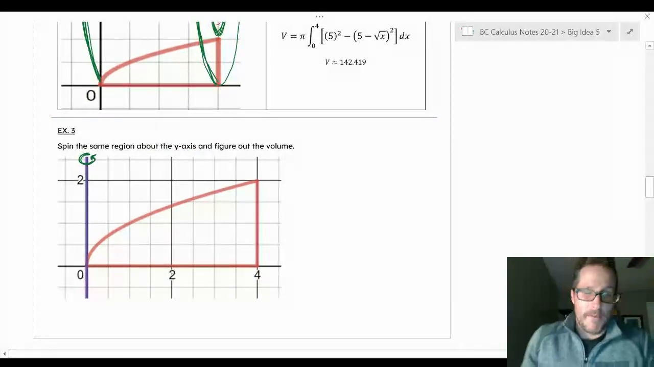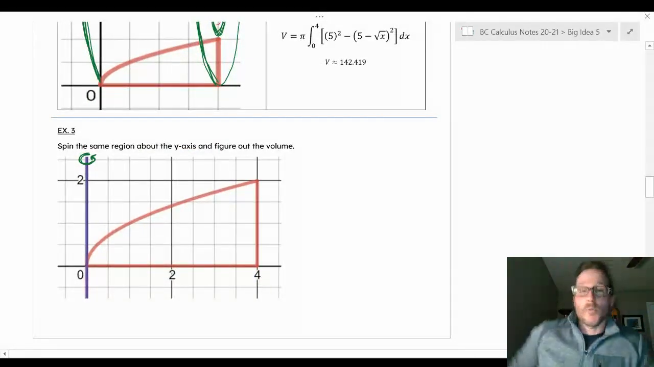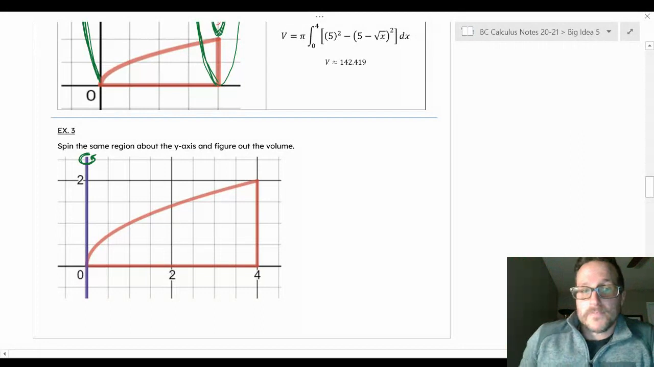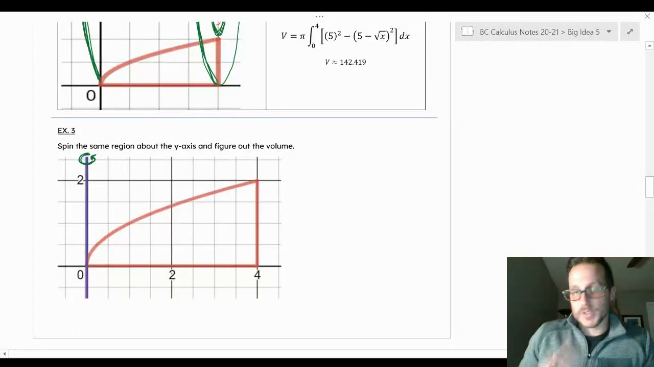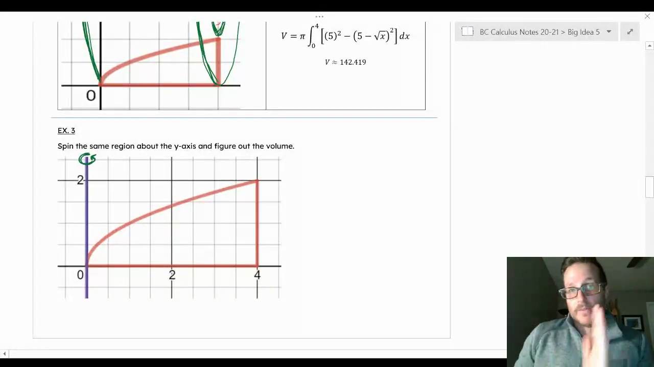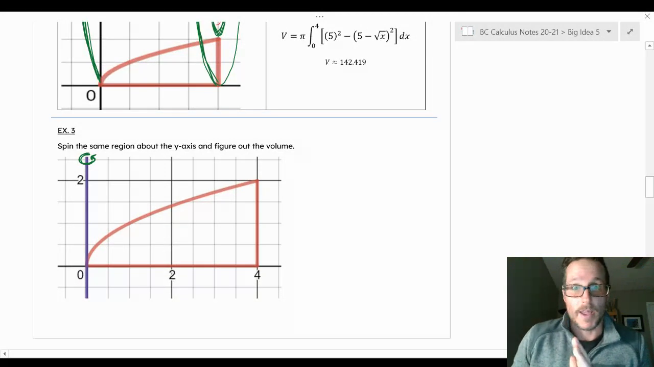In terms of y now. Same region. This time we're going to rotate it around the y-axis. The rules are pretty simple. If you're rotating around a vertical axis, you need to be in terms of y. So that means we're going to have to do some manipulation, right?